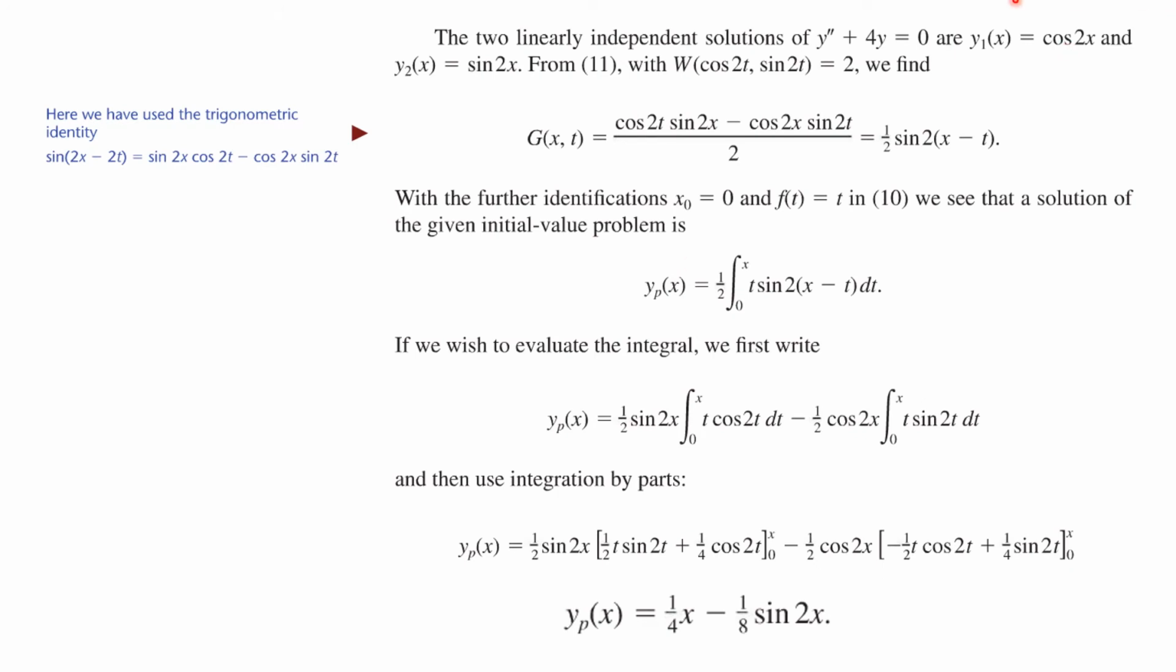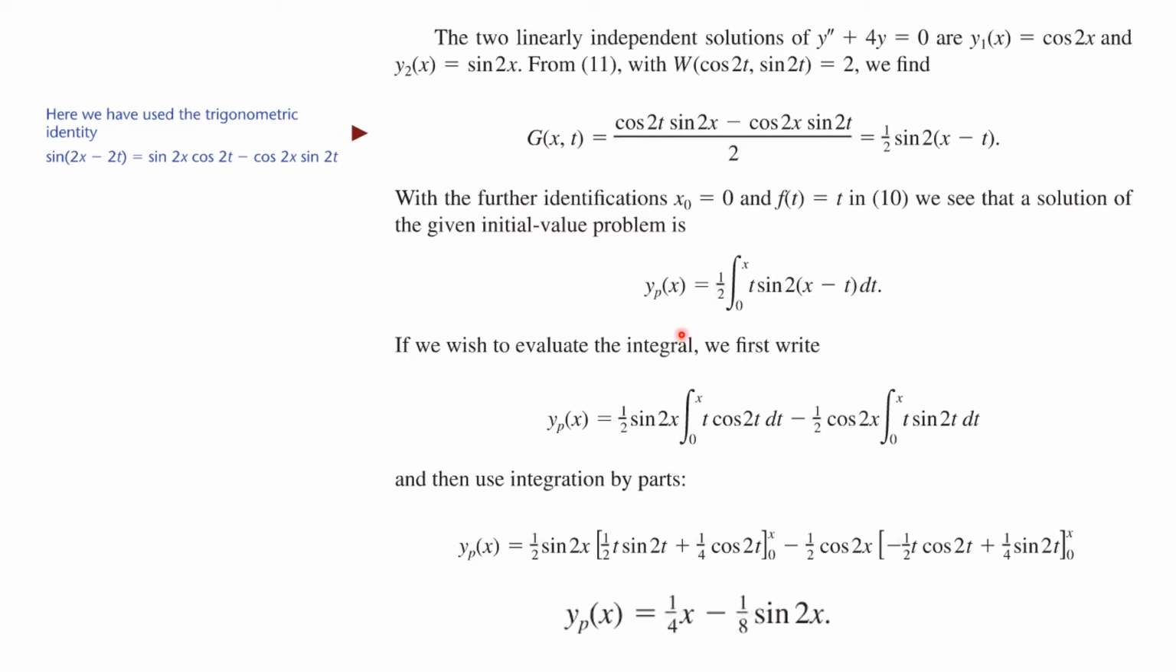Well, this homogeneous equation gives rise to linearly independent solutions of cosine of 2x and sine of 2x, and the Wronskian of that is 2. So we can compute the Green's function using the formula, and we can use this trig identity over here. The 1/2 is in the denominator already, so we can use this trig identity applied to here to conclude that this is really 1/2 sine, not hyperbolic sine, but sine of 2 times x minus t. Also, our initial point x0 was 0, and our function was just f of t is equal to t.